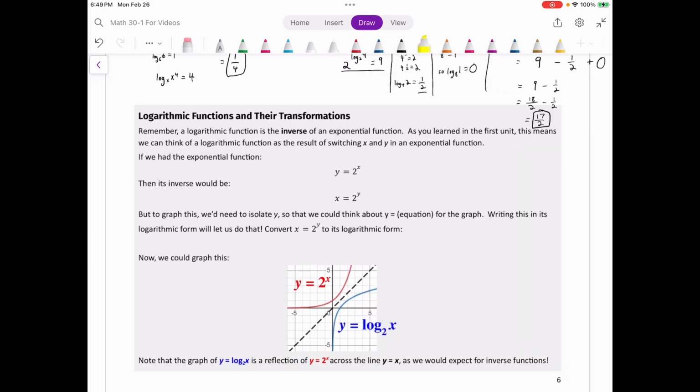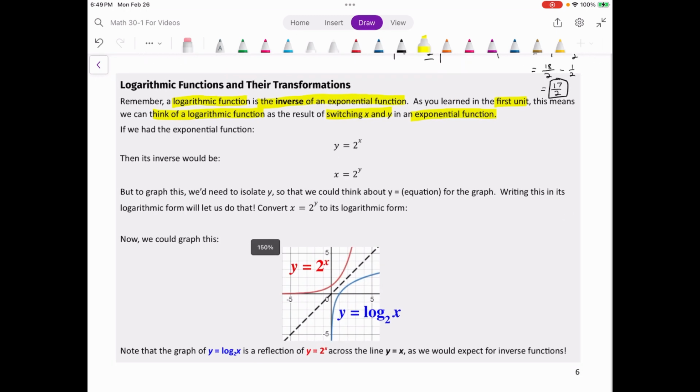Okay, so remember what we talked about at the very beginning of this lesson. A logarithmic function is the inverse of an exponential function. Logs and exponentials are inverses of each other. So as we learned in the first unit, how did we find the inverse? We essentially switch x and y. Meaning that if a log function is the inverse of an exponential function, we should be able to go from exponential to a logarithm by switching x and y.